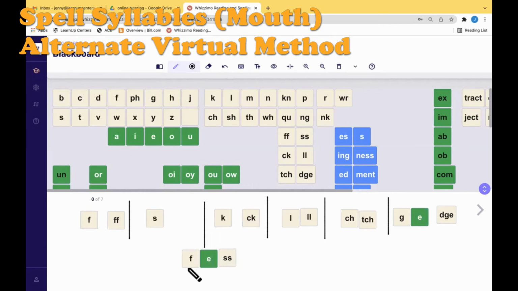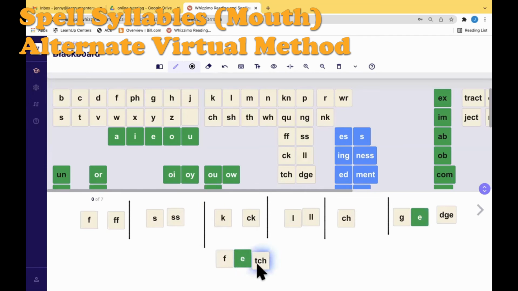So let's sound it out. F, E, C, H. No, T-C-H. TCH, you need a big piece. Good job. Remember, sound it out. What does this say? Fetch. Good job. Next word, feck.